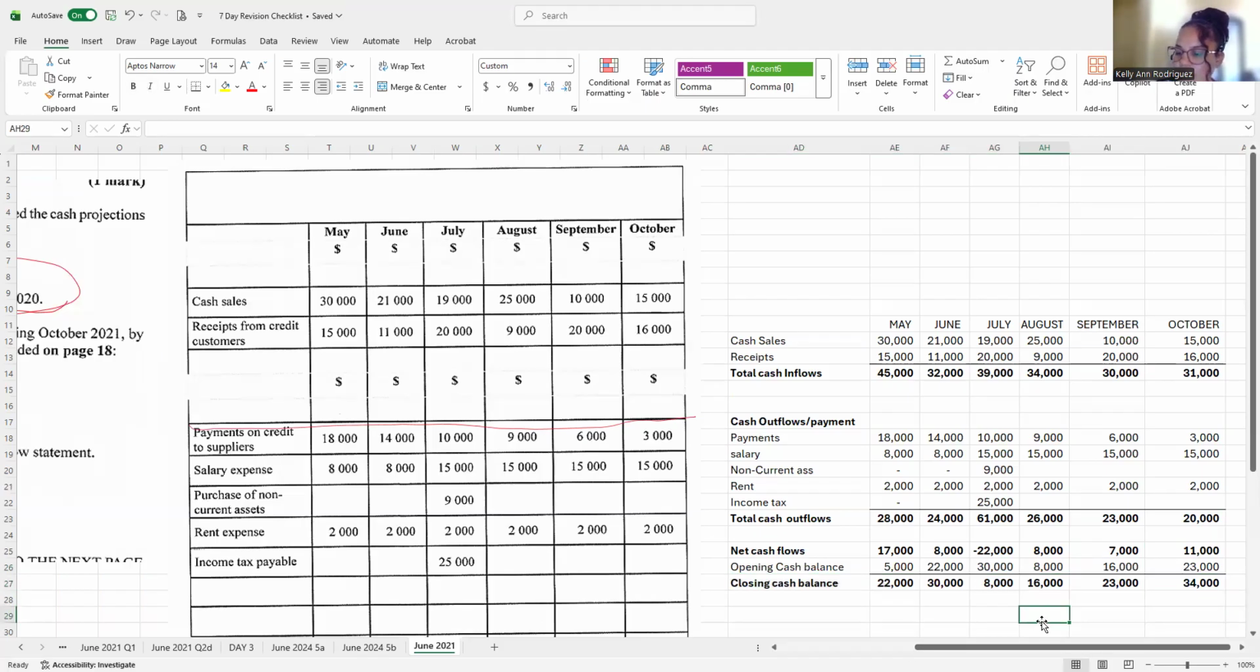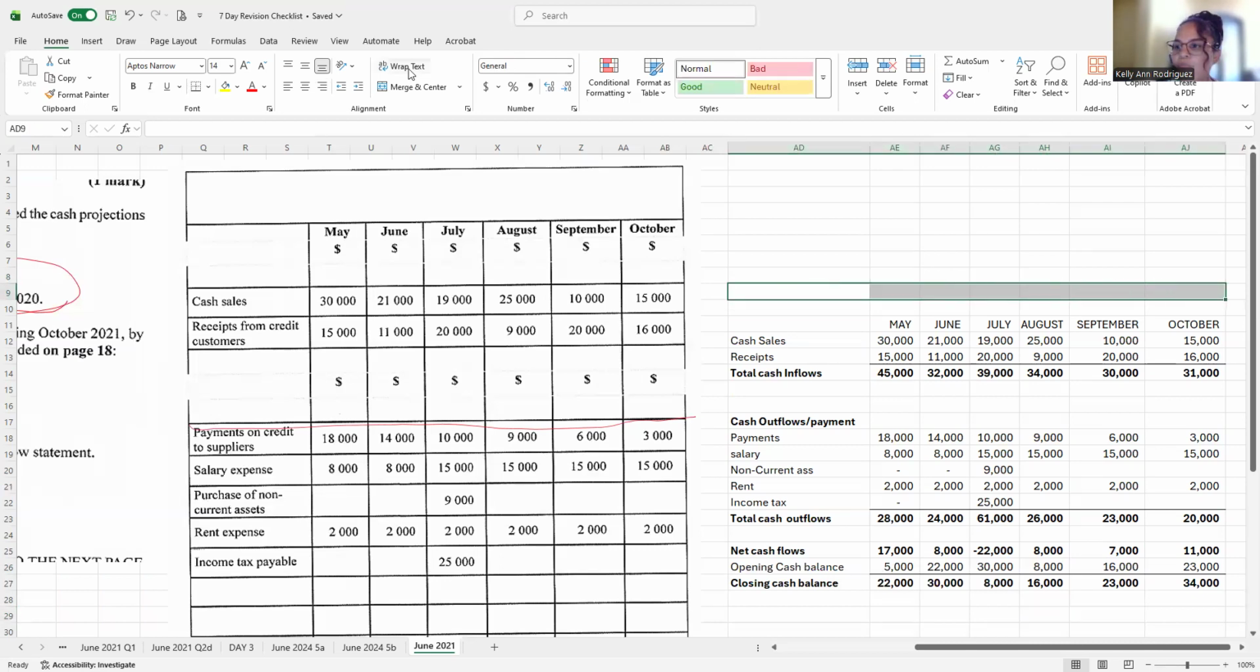So you all see how sweet and simple and nice this is. Don't forget to do all the headings, right? Because I always stress how important it is. Merge and center: cash flow projection for the period May to October 2021. And we just add in for the 6 months period.